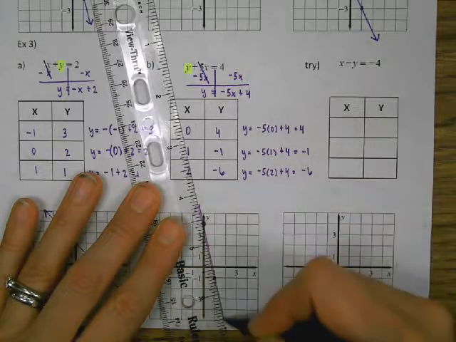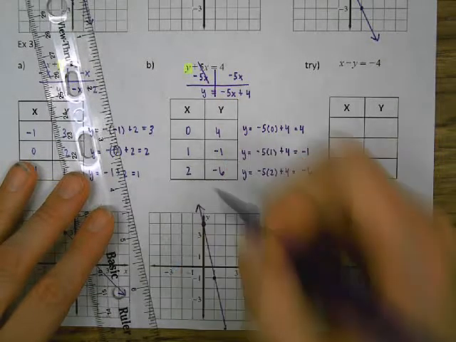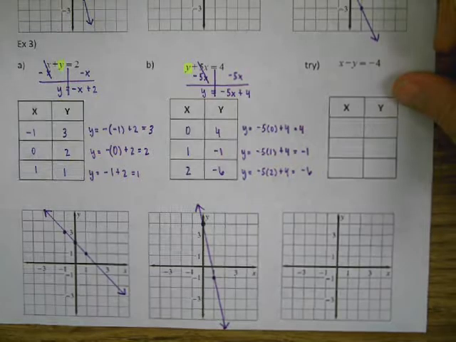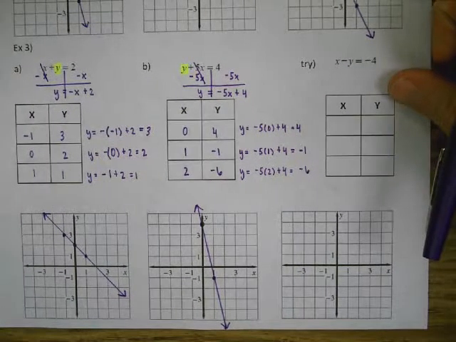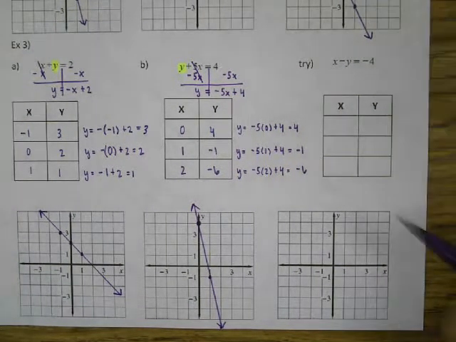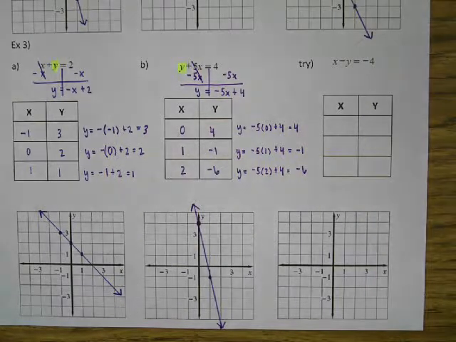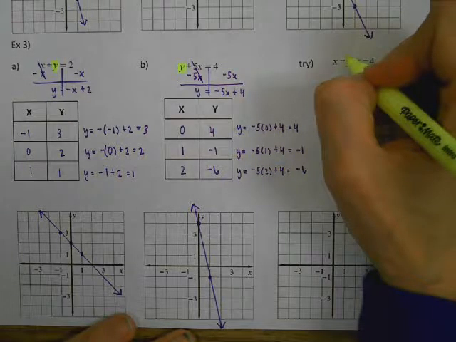So again, draw our straight line through and connect the dots. Now, for the last one, what I really want to do is we're not going to worry about creating the table and graphing. I just want to focus on getting this one in function form because this has a little extra step in it.